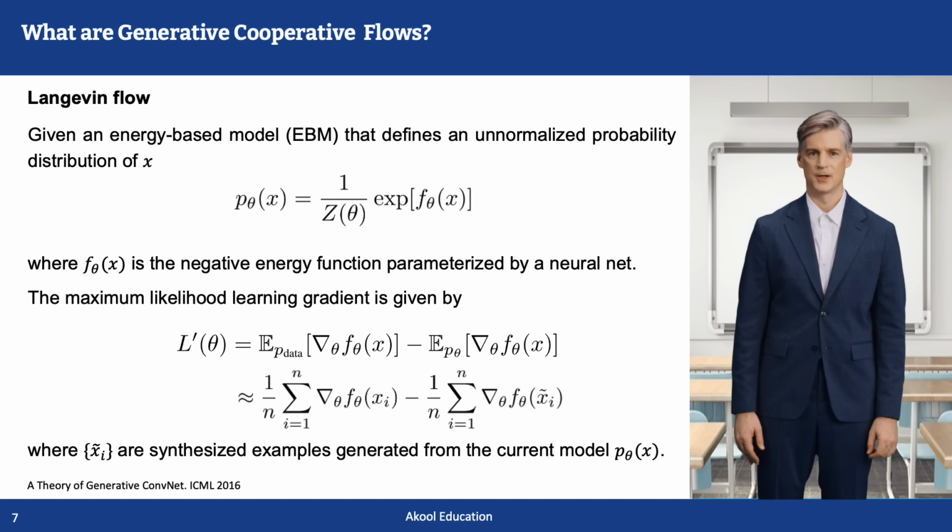The Langevin flow comes from the theory of energy-based models. Let me briefly introduce the energy-based model. The energy-based model defines an unnormalized probability distribution with the energy function parameterized by a neural network. The trainable parameters inside the neural network can be optimized by gradient-based maximum likelihood estimation. The maximum likelihood learning gradient can be approximated by Langevin sampling.